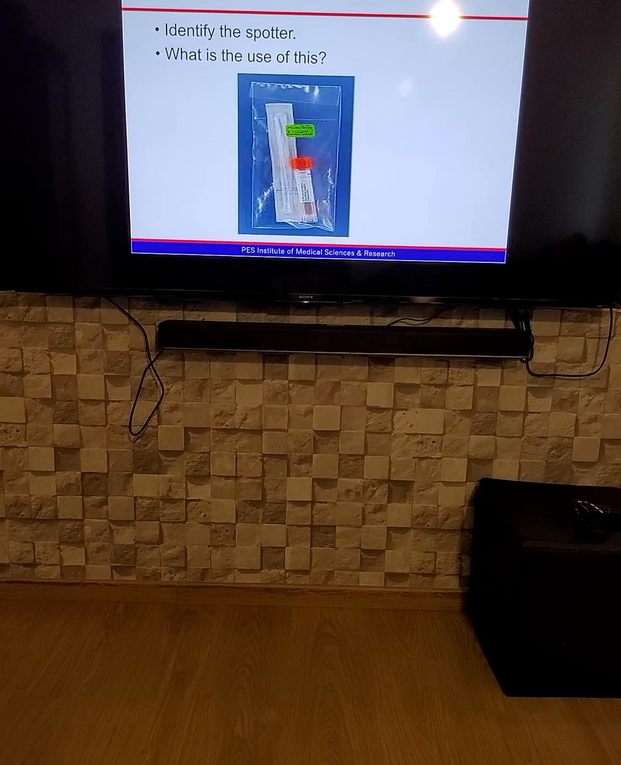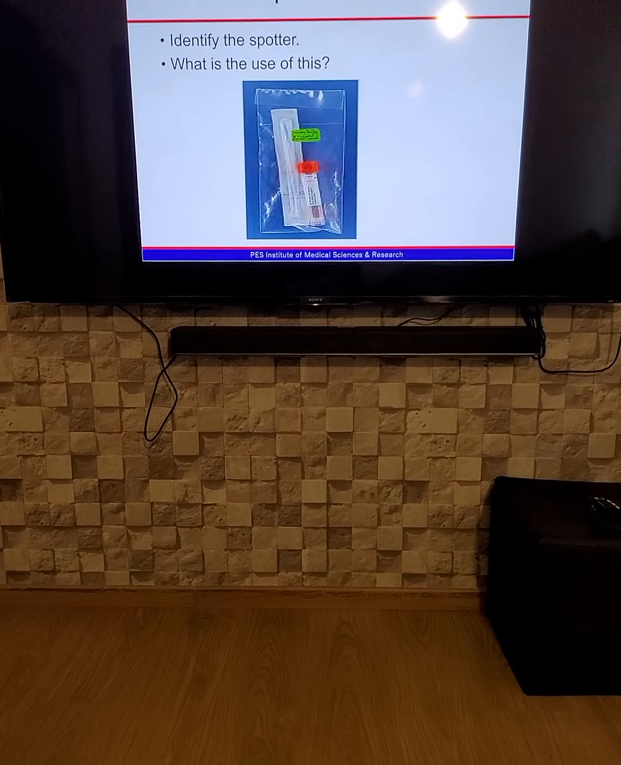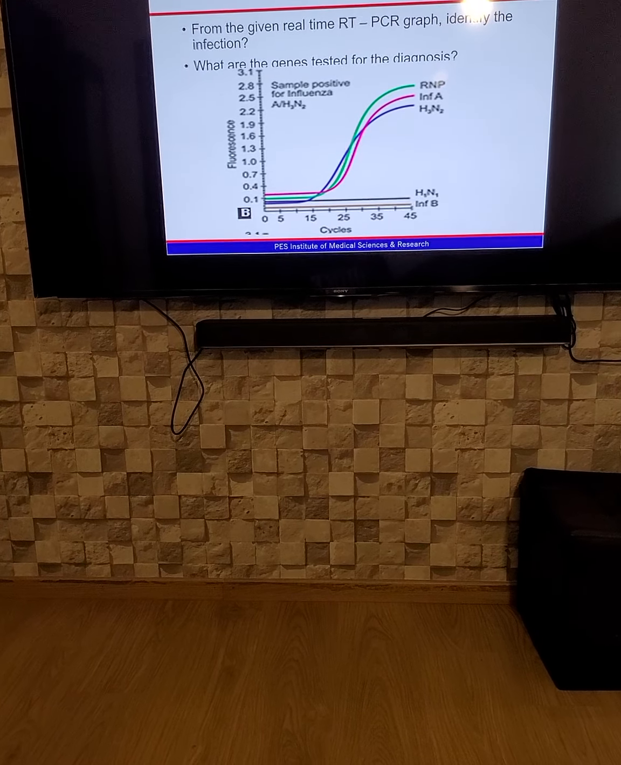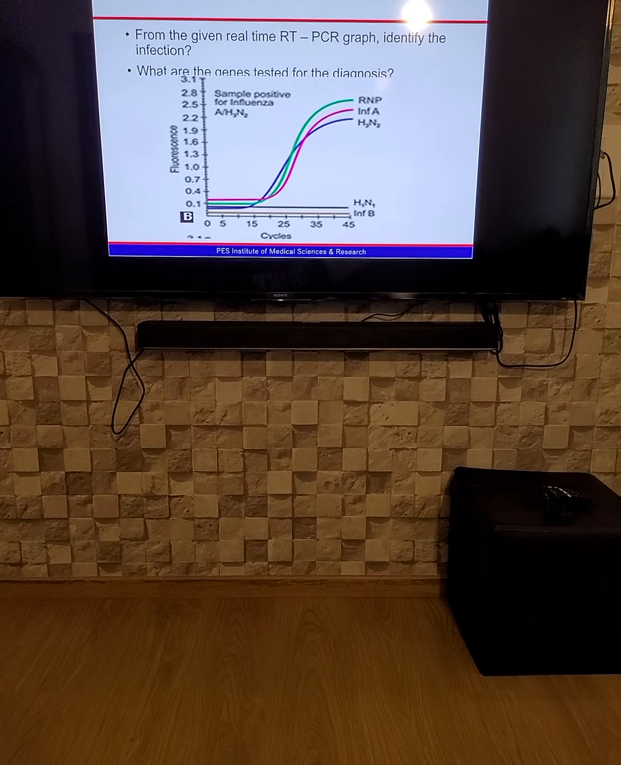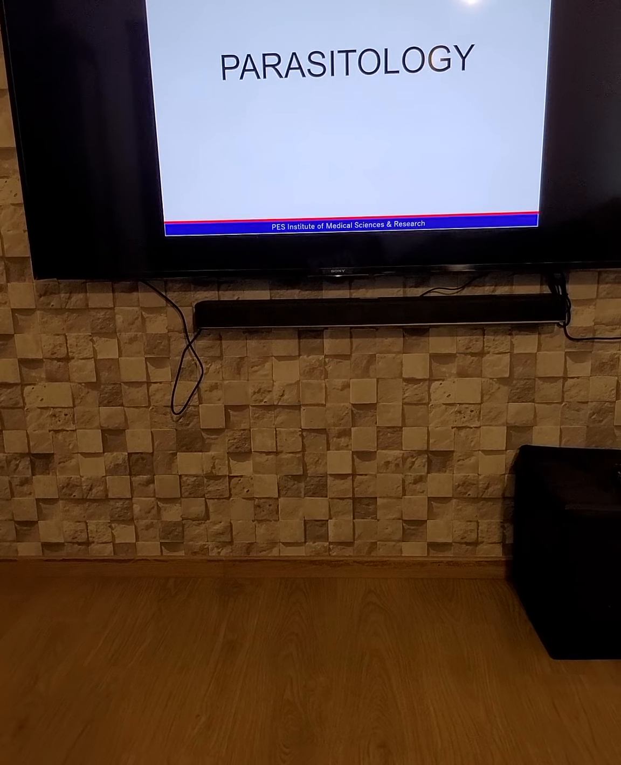Next is transport media, viral transport media, used for example in COVID time for transport of nasal swabs. This is a cycle showing RT-PCR. You can look for the CT cycles, various CT cycles.